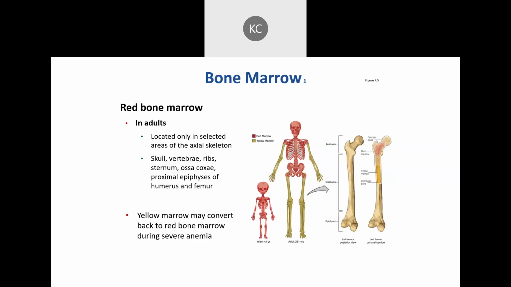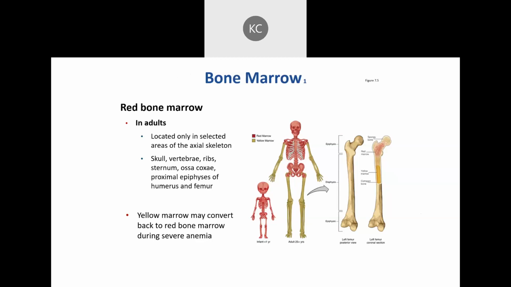Now, there are instances in which we can go backwards. We can go from yellow marrow to red bone marrow if we are experiencing something known as anemia. So an anemia in general is a decreased ability to carry oxygen for some reason, right? And so if we have that, whether it's iron deficiency anemia or sickle cell anemia or pernicious anemia, whatever it may be, we can take some of that yellow bone marrow and revert it back to red.